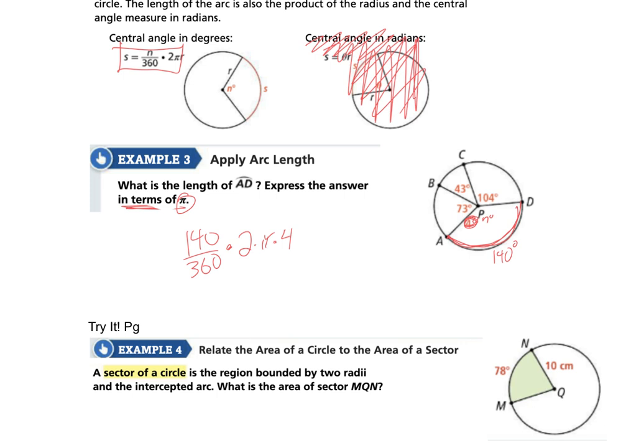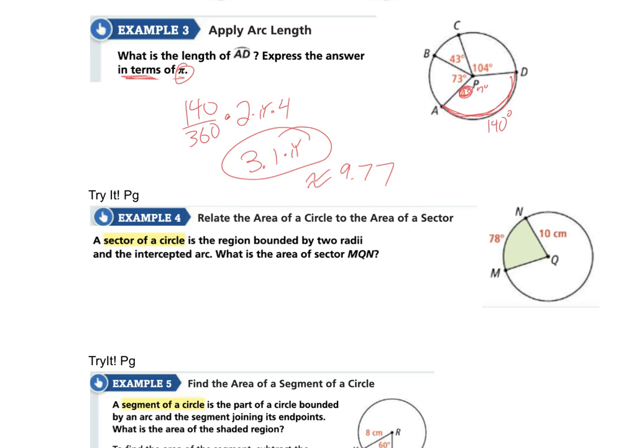So we do all of our numbers and we get 3.1 times pi, and that's my answer. We could take this and multiply by pi and get an answer that would, the decimal approximation is 9.77, but that is the arc length. Now let's find the area of a sector.